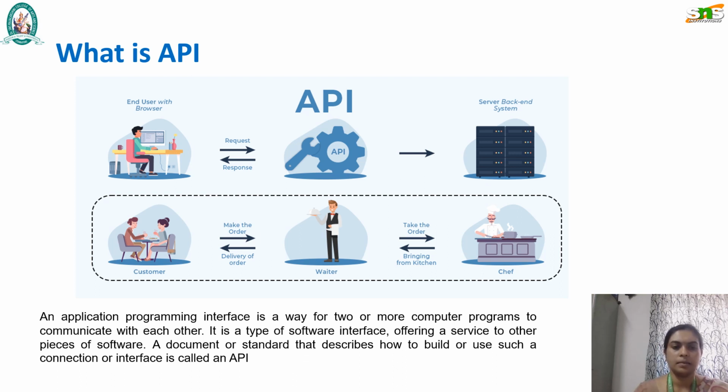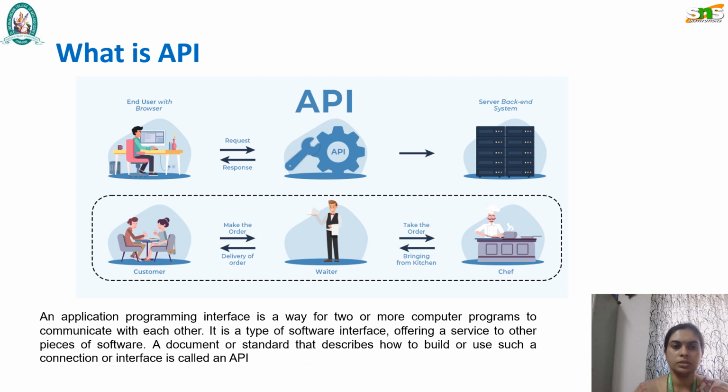So as a real example, the customer orders some food, and the waiter takes the order and initiates it with the chef. Once the chef makes ready the dish, he responds to the waiter, and once the waiter gets the order, he takes it to the customer. So this is the real example of the API.